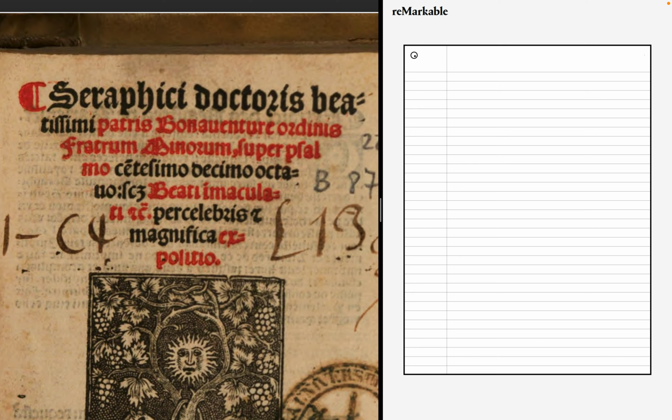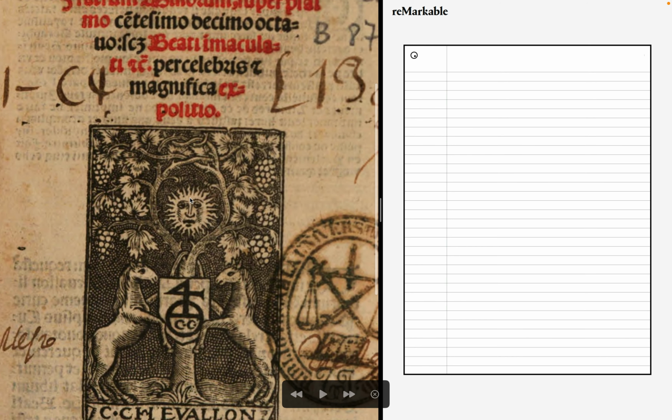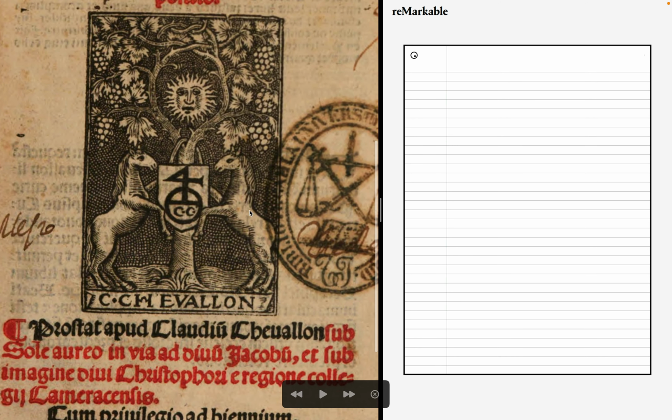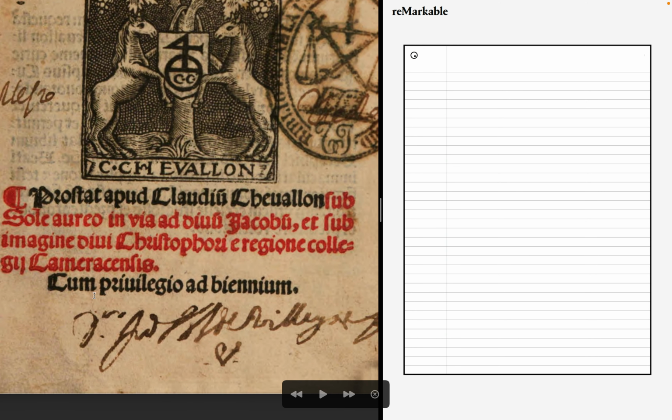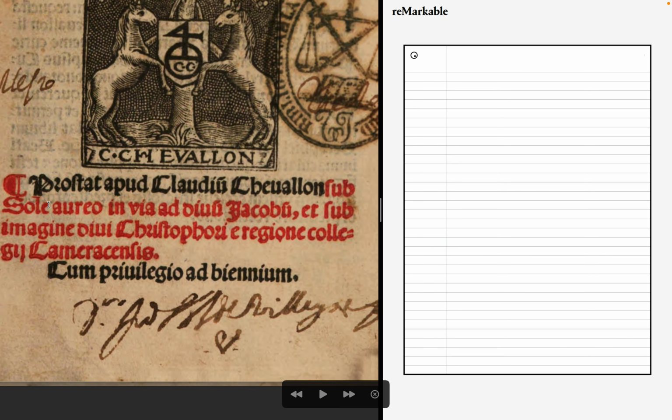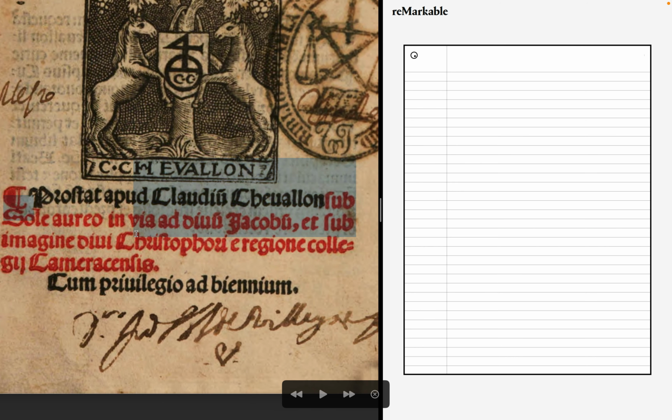So what we see here, the structure of this title page, is we have this thing here that kind of descends, and this is all a title. And then we have this printer's device, is what it's called. And then we have the publication statement.